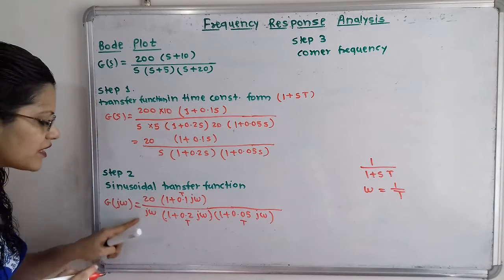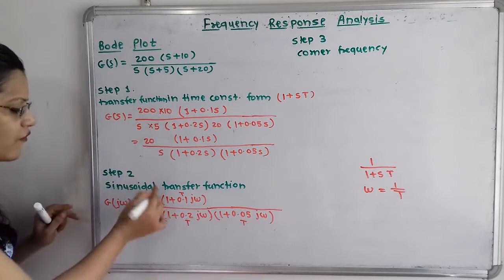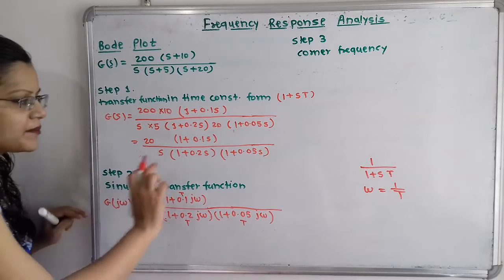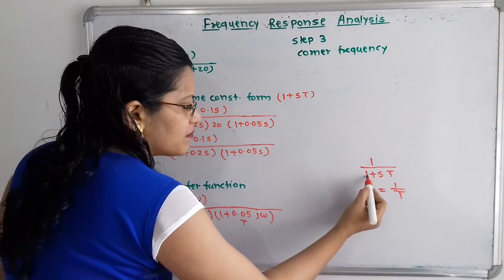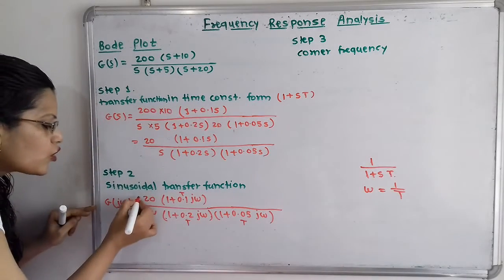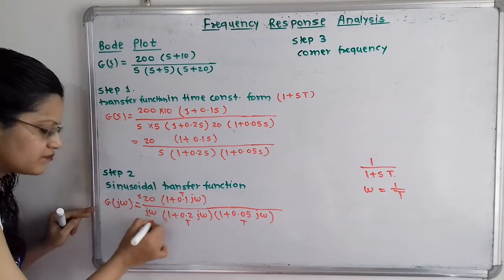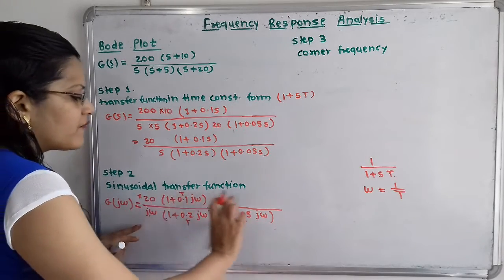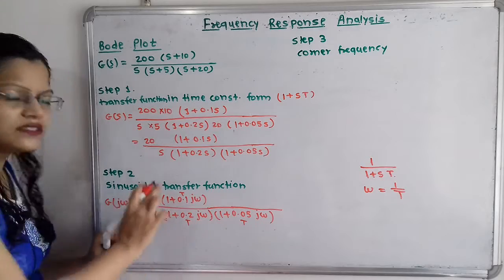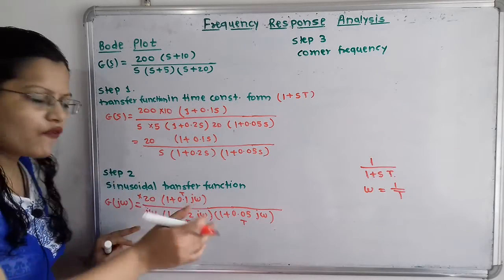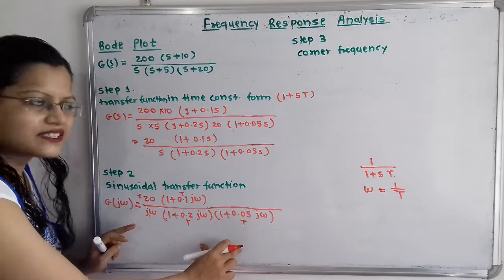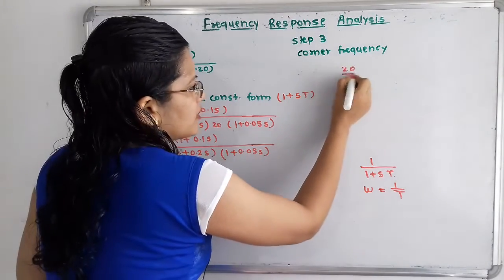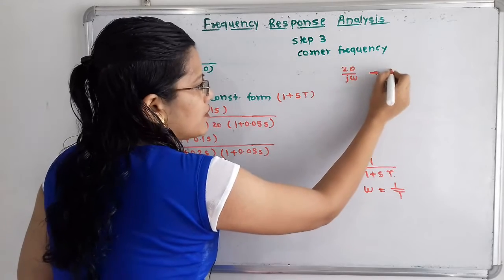Now there is one other term in the form of j omega, that is 20 by j omega. But this term is not in the form of 1 divided by 1 + sT, so there is no corner frequency for this term. There are terms in the form of j omega, and we have to write them separately. So I will first write 20 by j omega. For this 20 by j omega, no corner frequency.